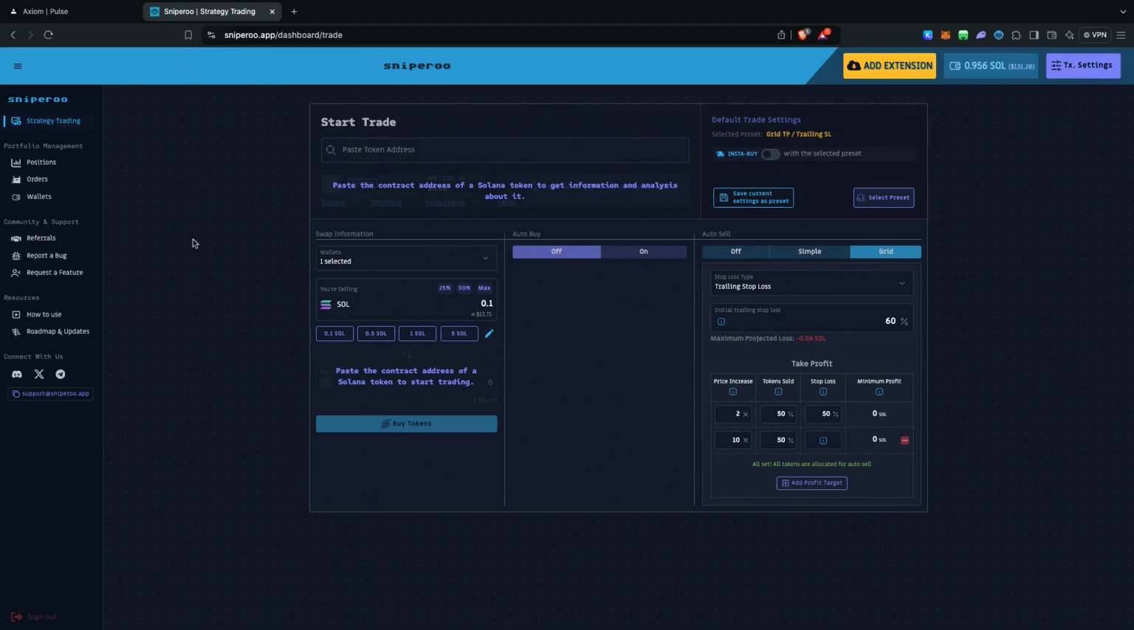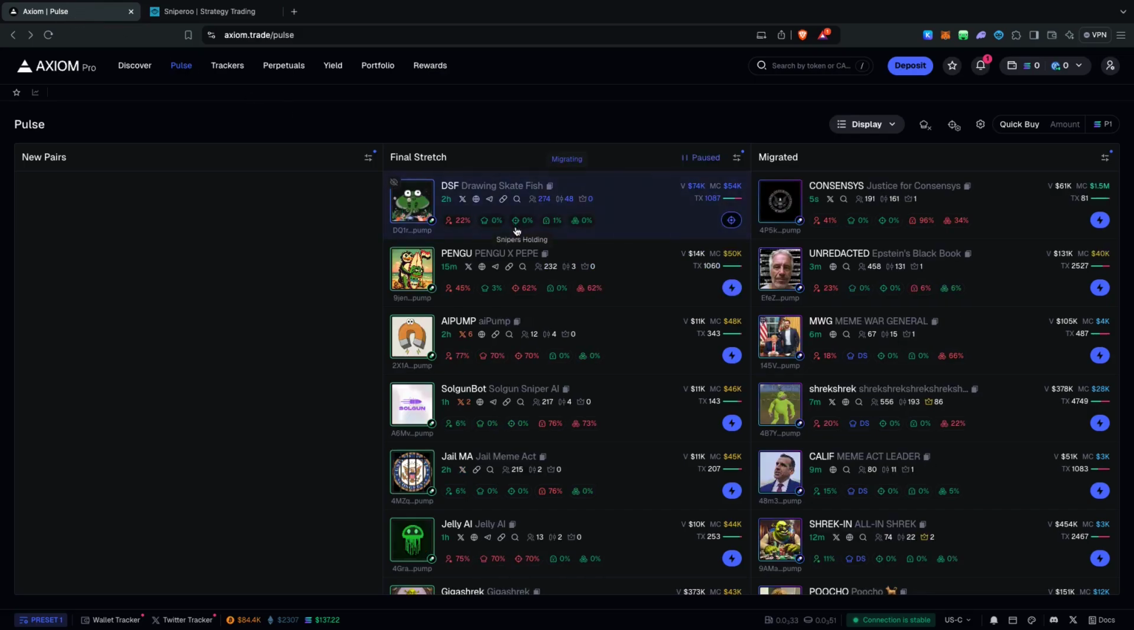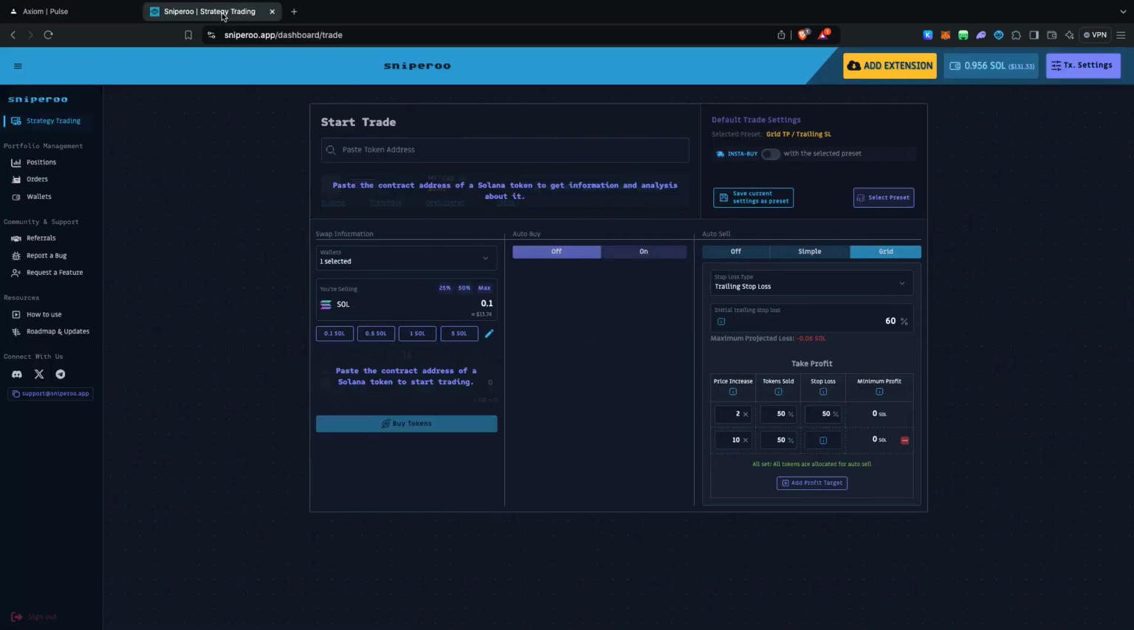Now, this is a bot which is also available on Axiom. You can actually get better results when you're trading. So have a combination of Axiom plus a trading bot, which is going to allow you to snipe and get in and out of trades at an extremely fast pace. And this particular trading bot allows you to have a trailing stop loss and a stop loss.